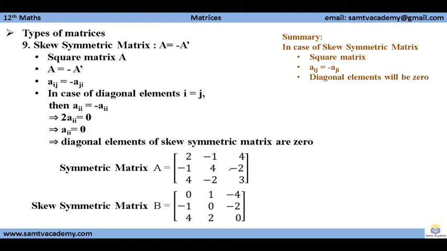Next, another type of matrix is the skew matrix. So what is the property of a skew matrix? The condition that should be satisfied for a skew matrix is that A should be equal to minus A transpose. So the first condition is that it should be a square matrix, and second, A should be equal to minus A transpose, meaning that the Aij element will be equal to minus Aji.